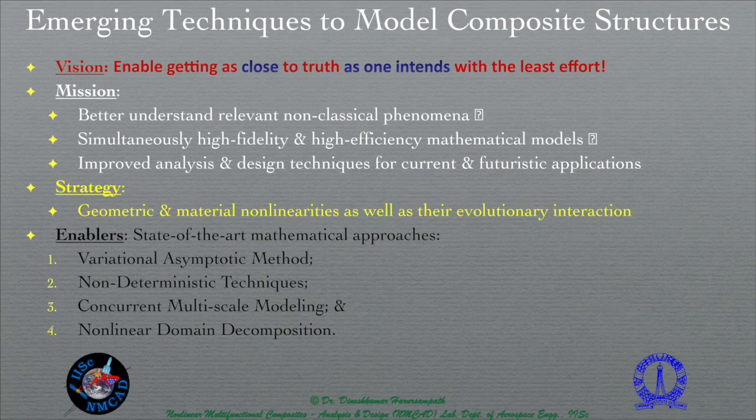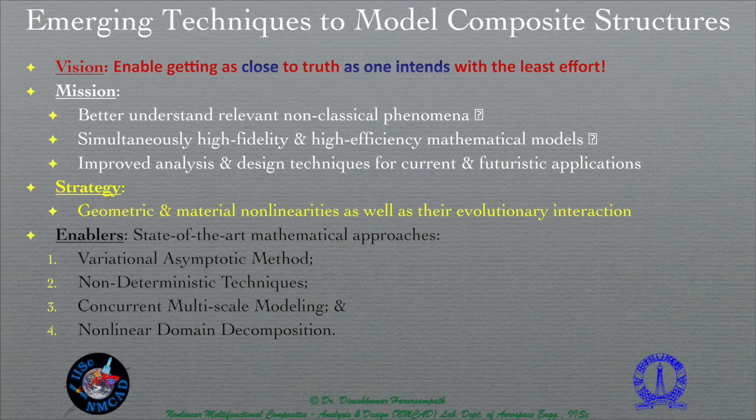So the emerging techniques to model composite structures, the vision here is to enable getting as close to the truth, which is basically the model mimicking reality as closely as possible. Remember, the model can never become reality. Model is always a model, even if you use the most sophisticated tool like the variational asymptotic method. But how close do you want to get to the truth, and can you really get there? That's what we want to enable through our vision.